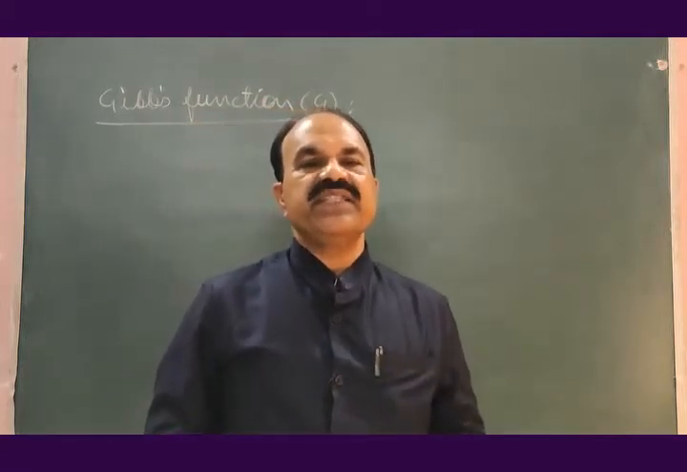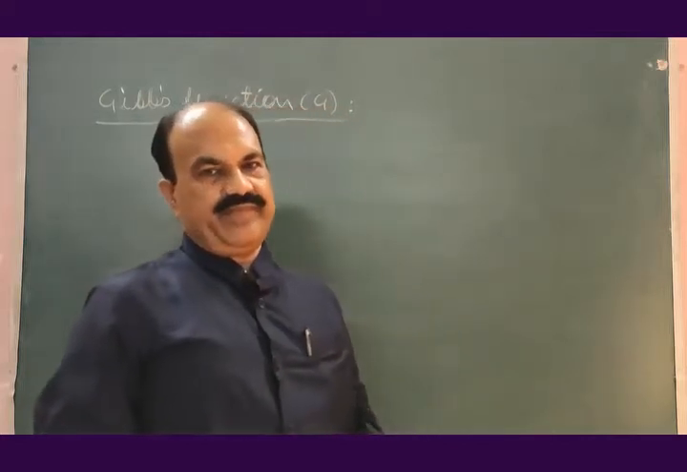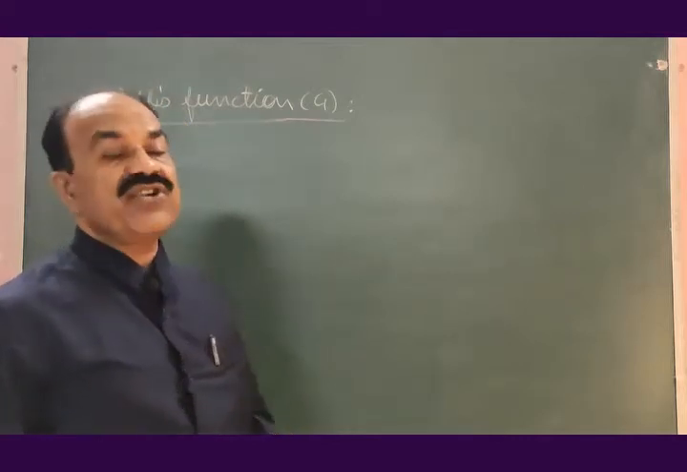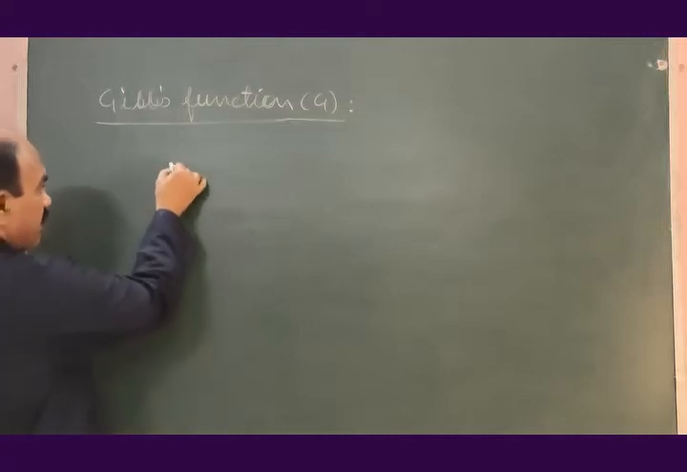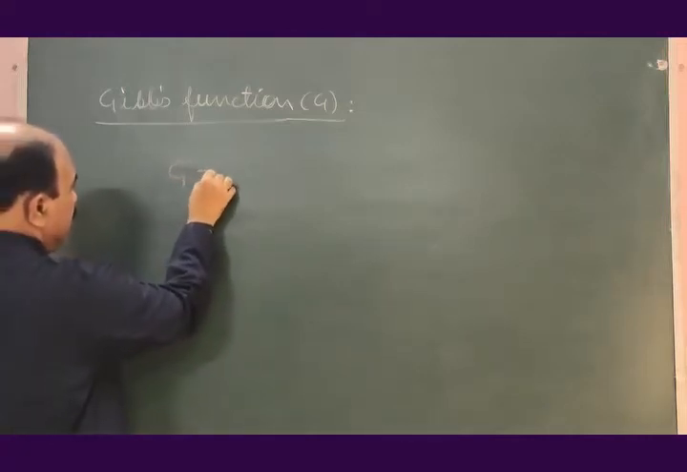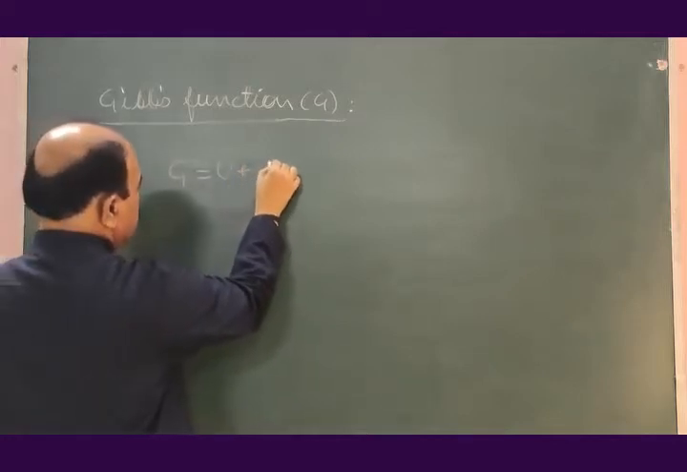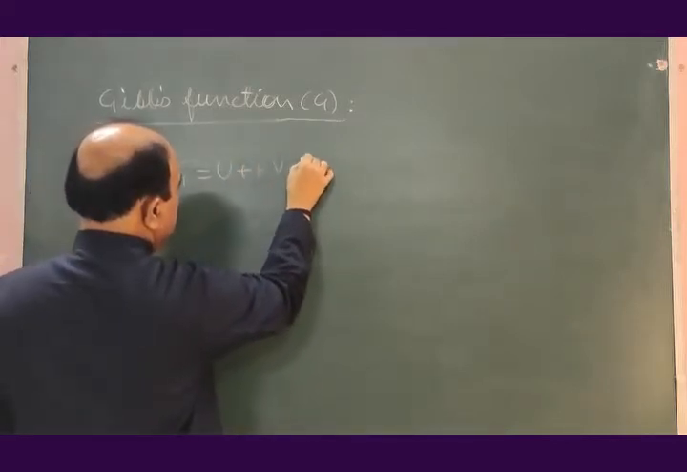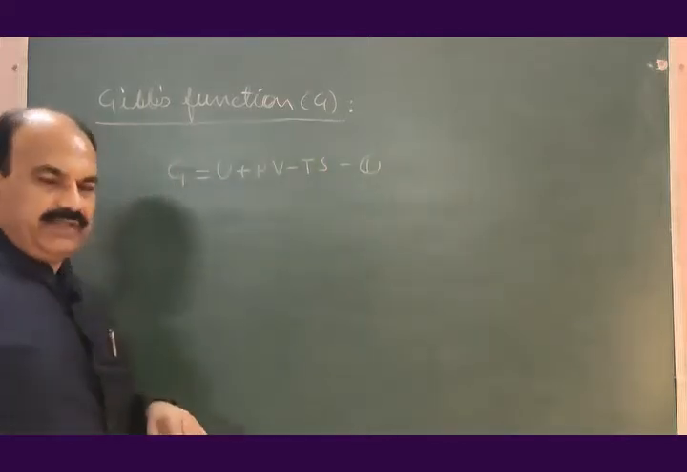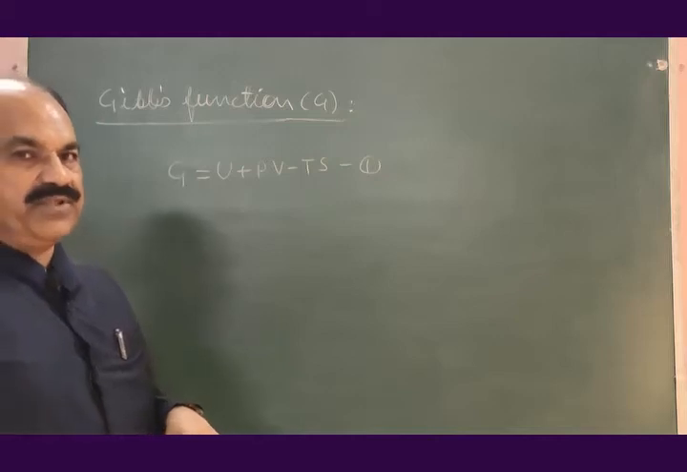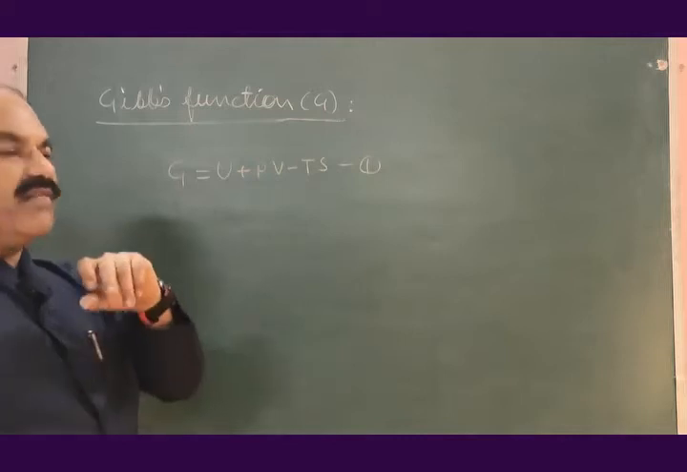It is represented by the letter capital G, and the Gibbs function or Gibbs free energy is given by G is equal to U plus PV minus TS, equation number 1. Gibbs free energy or Gibbs function is given by this equation.